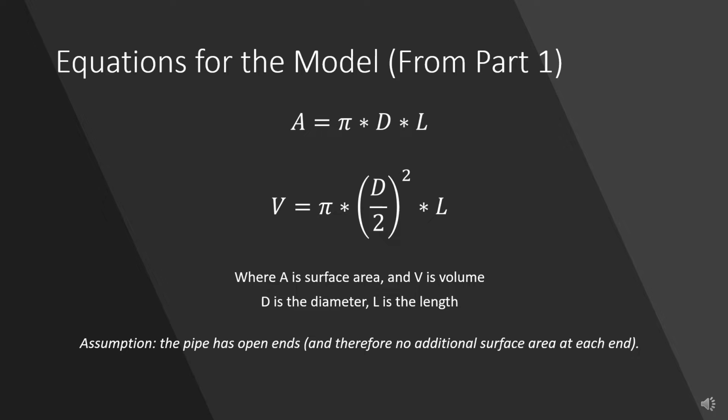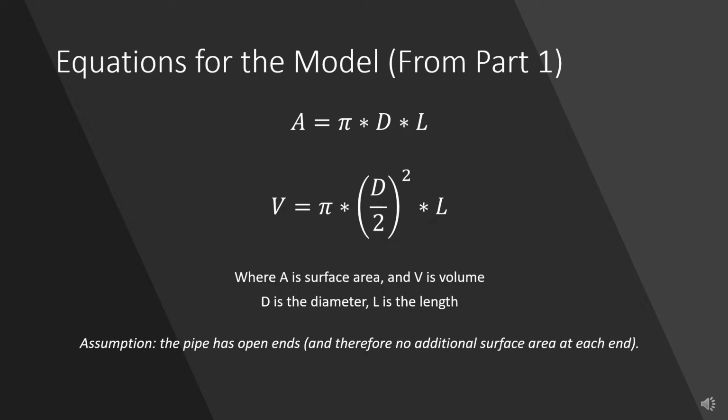There are two more necessary equations for this model, the first of which is above. A is equal to pi times d times L. In this case, A is the surface area, d is the diameter of the pipe, and L is the length of the pipe segment we are using. Please note that the pipe has been assumed to have open ends, and therefore there are no additional surface area components at each end of the pipe.